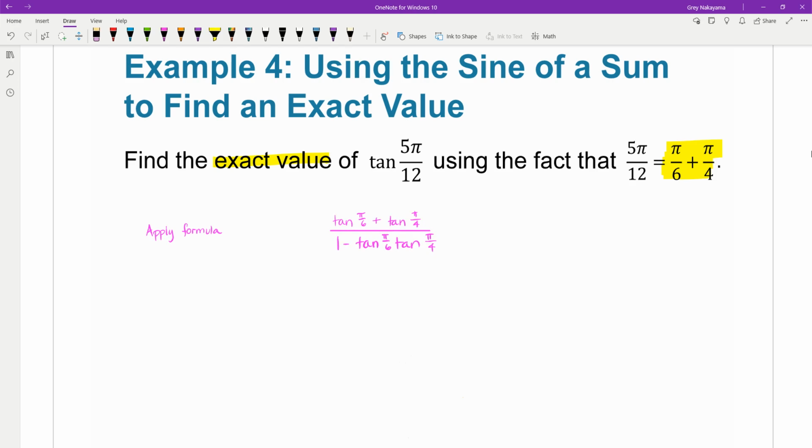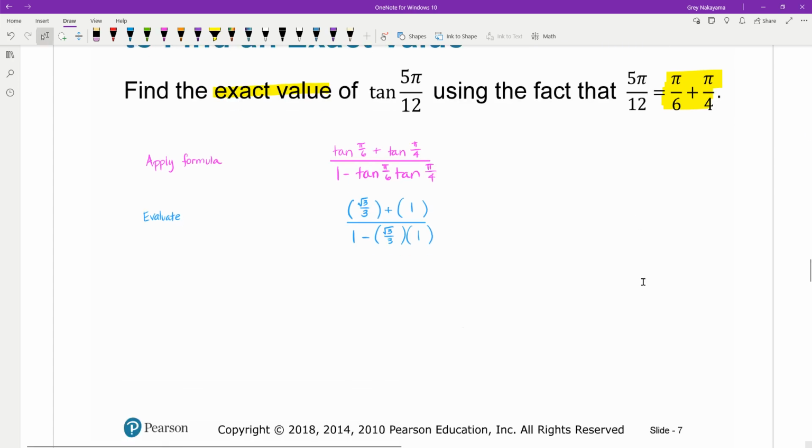The second step, always, always, always evaluate, which means I've got parentheses everywhere I had a trig function. What's the tangent of pi over 6? Square root of 3 over 3 in both places. What's the tangent of pi over 4? It's 1. So this part, that should be very simple, and if you can get that much, that will be at least half of the problem. You do have to simplify that. I'm going to show you how to do it. If you need some help, come see me.